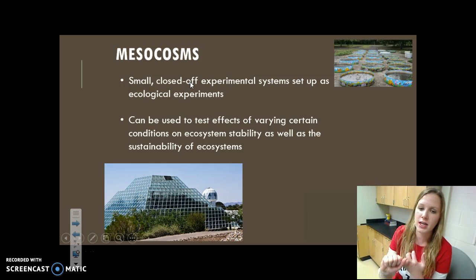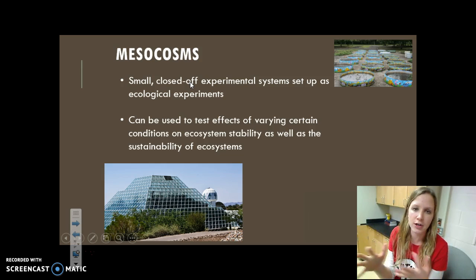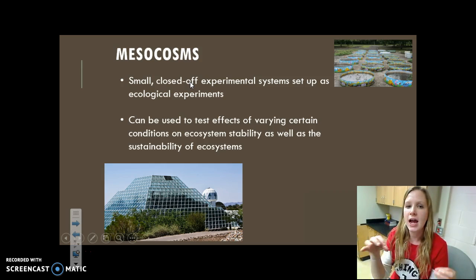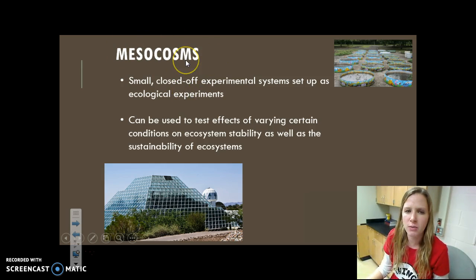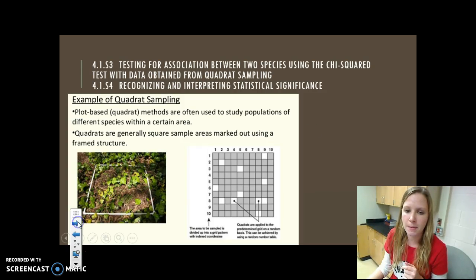So extra sunlight, pH, salinity, whatever you want to change within that closed system, you can see how it affects the plants and the protists and things like that within the system. So we're going to be dealing with mesocosms, although it's part of your 4.1 next week, just because it fit way better with Heart Week in our schedule.